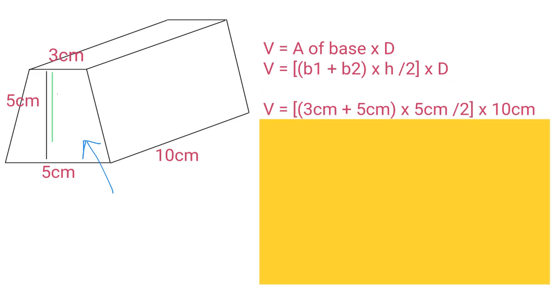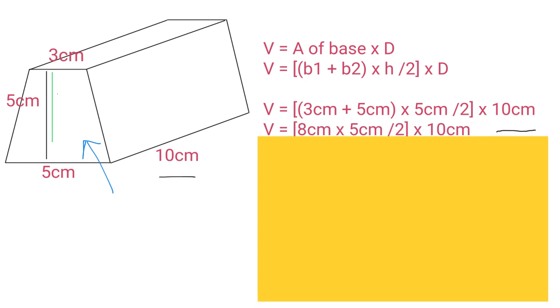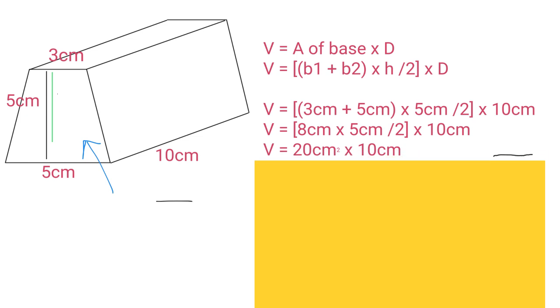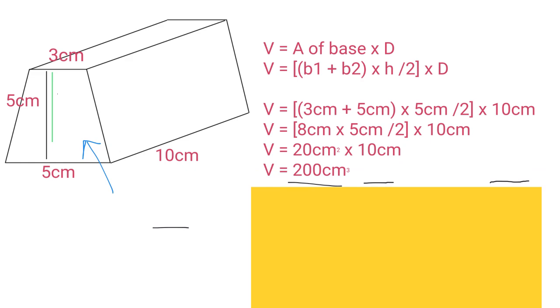Let's punch in all the numbers here. So volume equals 3 plus 5, times 5, divided by 2. So I do all that calculation. And at the end, I'm going to multiply by that depth, which is this 10 centimeters right here. So there, I did some of it. I'm doing it in steps. Okay, and I wind up with an area for this trapezoid of 20 centimeters squared, and I still need to multiply it by 10 centimeters, and that's going to give me 200 centimeters cubed.